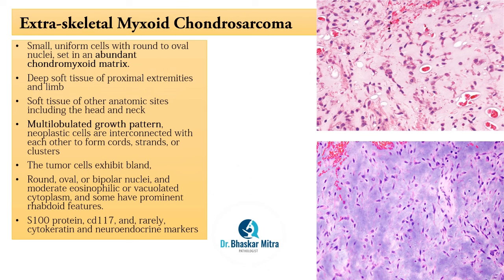Next come the extraskeletal myxoid chondrosarcomas. Here again there are small uniform cells with round to oval nuclei surrounded by a chondromyxoid matrix material. They show a multilobulated growth pattern. They usually show INSM1 positivity among these cells, which is an important point in the diagnosis of these tumors.